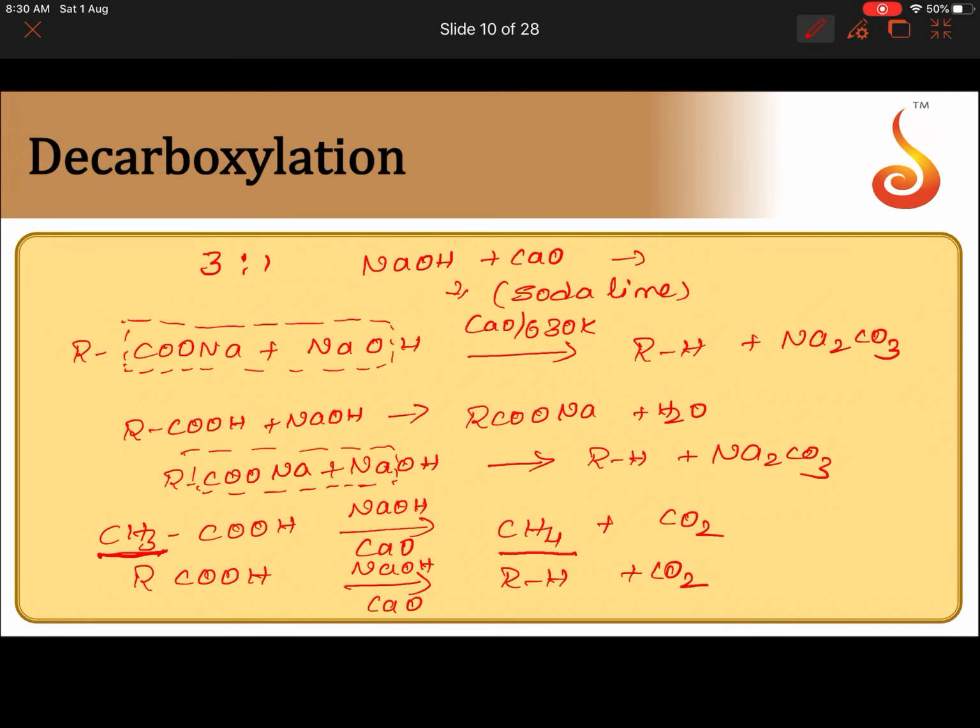Again I am repeating, sodium salts or potassium salts of carboxylic acids when heated with quicklime and sodium hydroxide. What is the mixture of quicklime and sodium hydroxide called? Called soda lime. A 3:1 mixture of NaOH and CaO is called soda lime. So when carboxylic acids are treated with this mixture, they undergo decarboxylation to form the corresponding alkane.